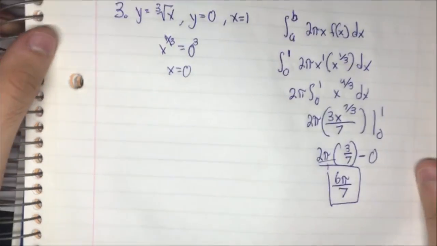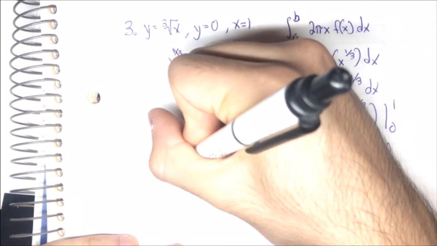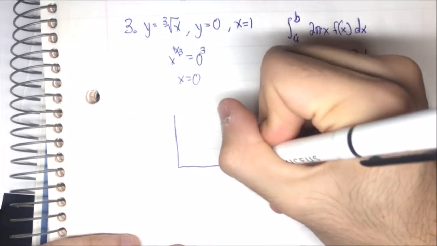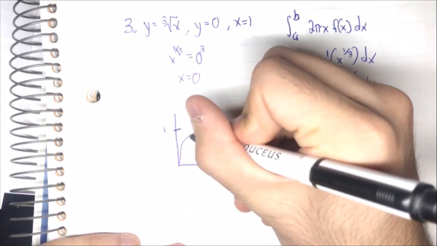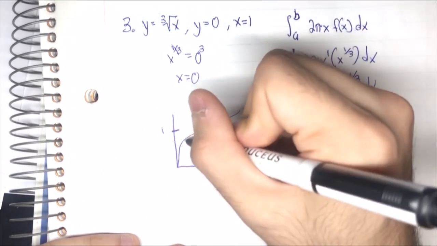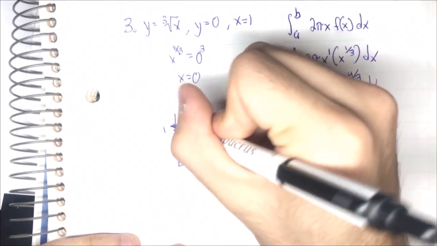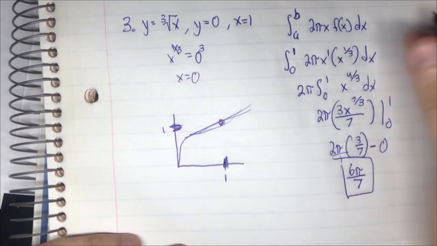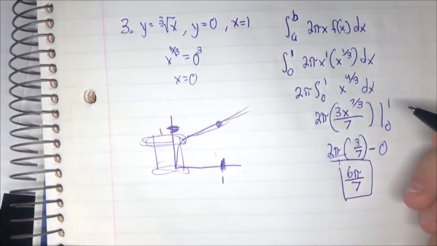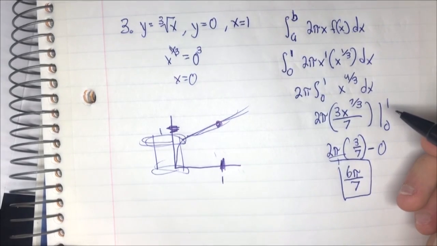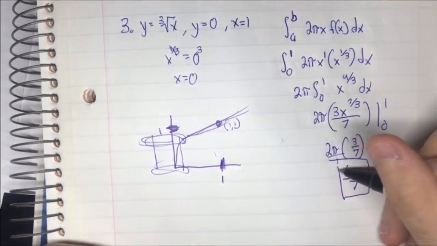We're done. And I'm not even going to bother trying to graph this because I get the graph wrong every single time. I have no idea why. I'm so sorry. This is what the graph is supposed to look like, though. It's supposed to go like that, and then it's supposed to meet at 1 comma 1. And then there's supposed to be a cylinder here. So that's what it's supposed to look like. I have no idea how to get that, but anyway, we got the answer.